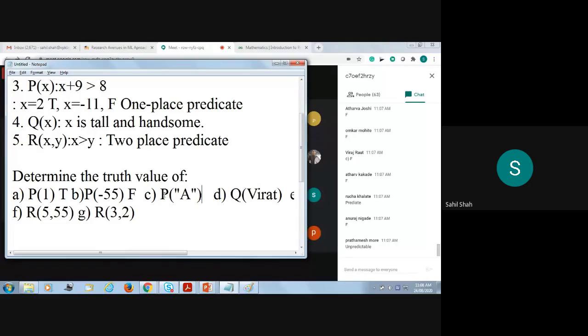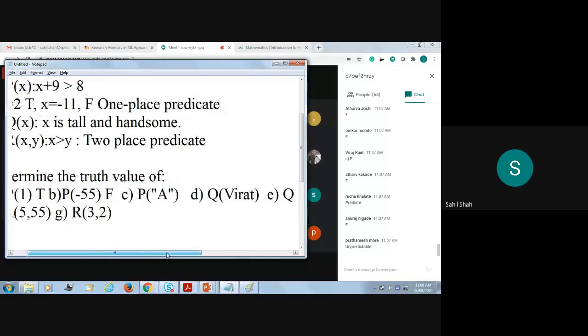If it is mentioned that you have to consider the ASCII values of the alphabets, then and only then will example C be true. Otherwise, it will be unpredictable. It will be neither true nor false, because if you put A instead of X, it becomes a predicate with a variable A. That's right. How about the fourth one?